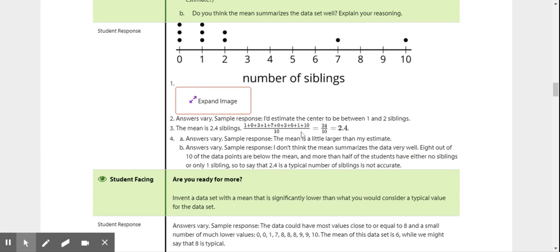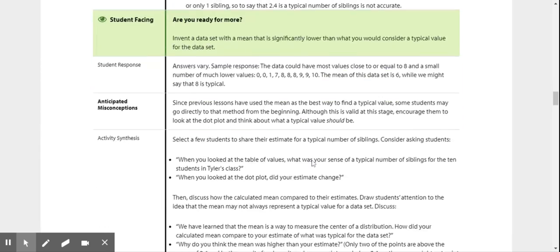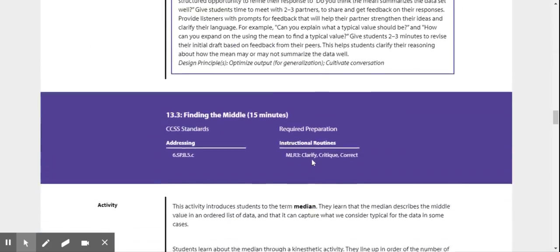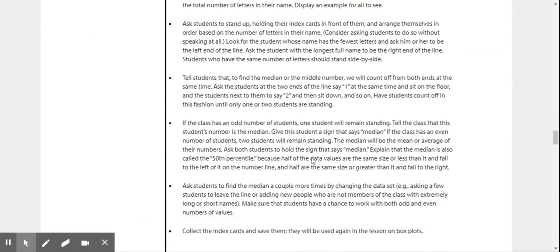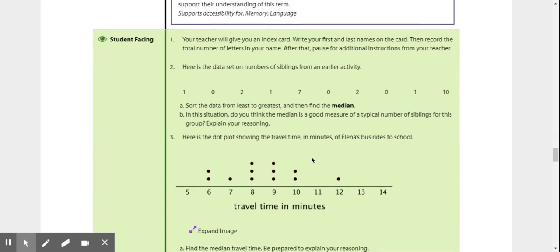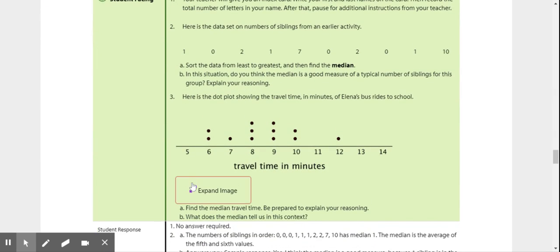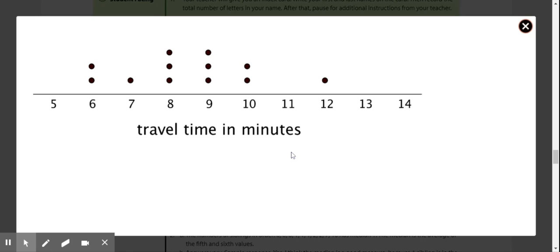Close out of that. Now we're looking for this other part where they're talking about travel times. So let's go into that. They ask us for travel times. Get to that page in my notes. They want us to find the median here. So again, we're looking at all the data and we're putting it in order.